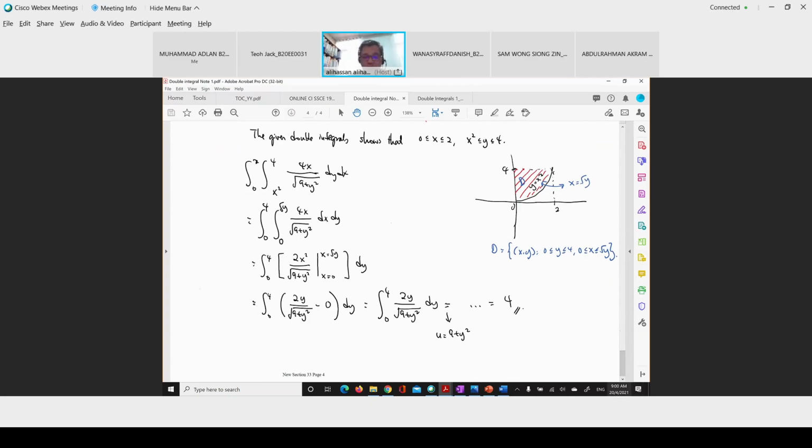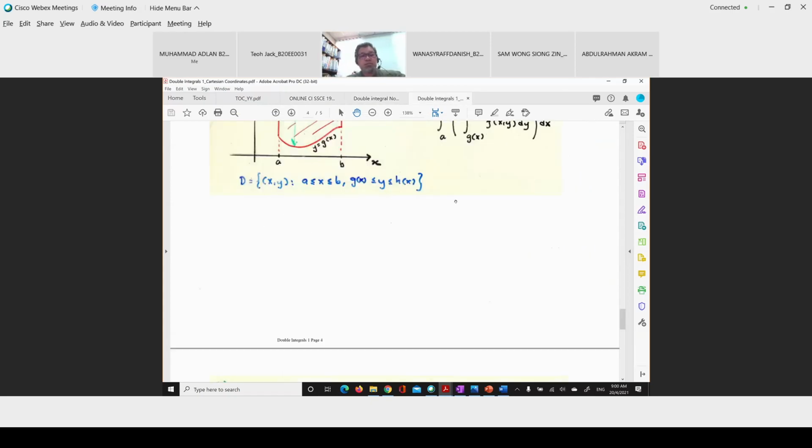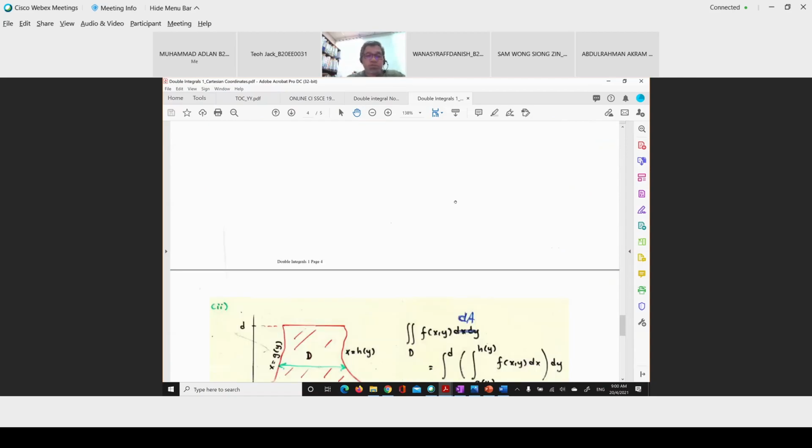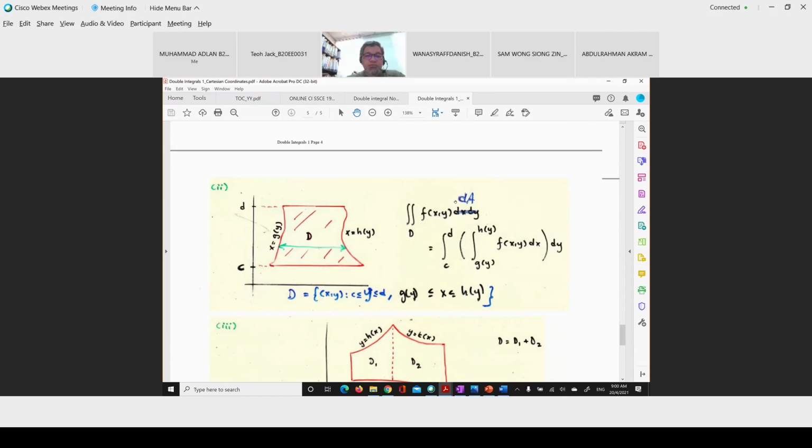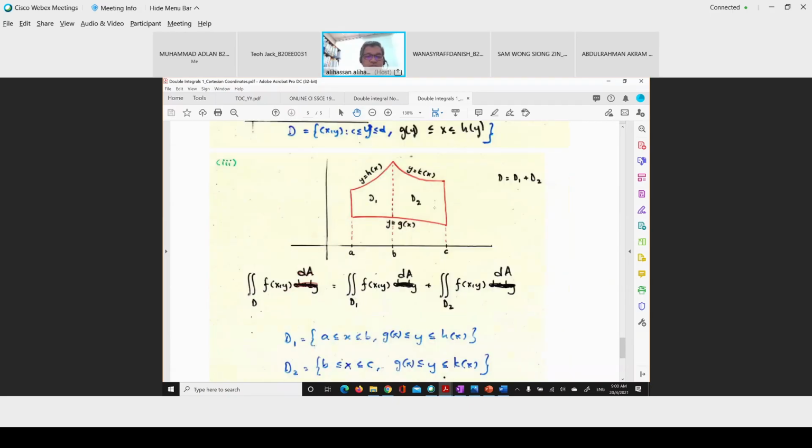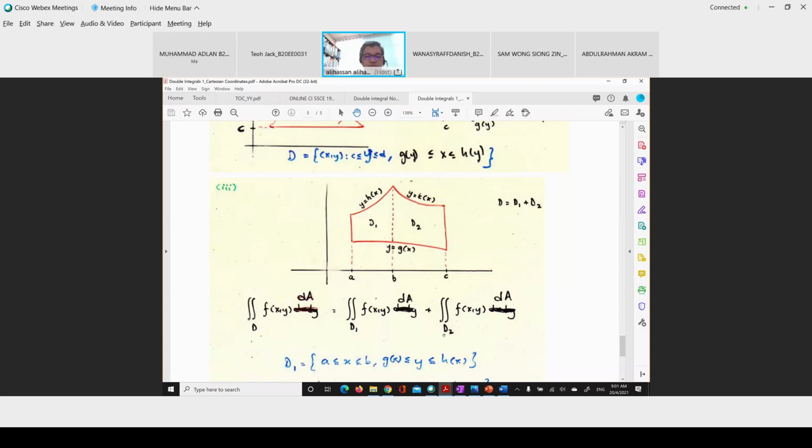In some cases, we have to split the integral. In some cases, we have a domain in this form here. You have a single formula for the lower boundary here, y equal to g(x). But for the upper boundary, there is no single function to describe it. There are two different functions for two different boundaries. So we have to split the integral into the integral over domain D1 plus the integral over domain D2. Let's discuss an example related to this case.